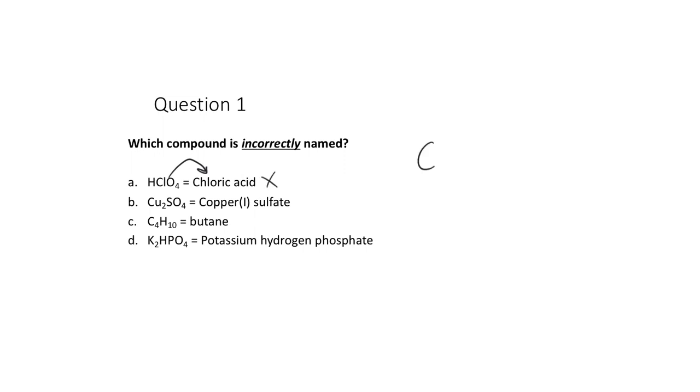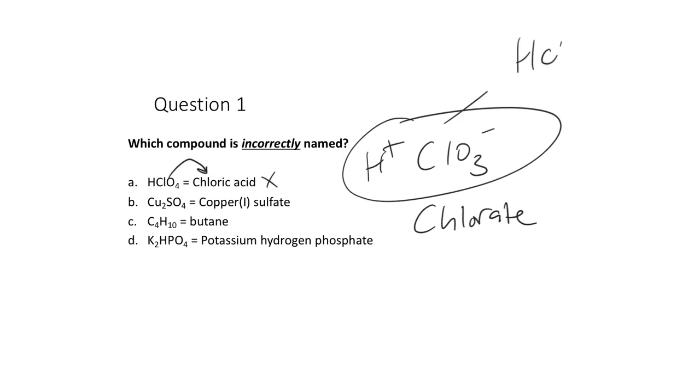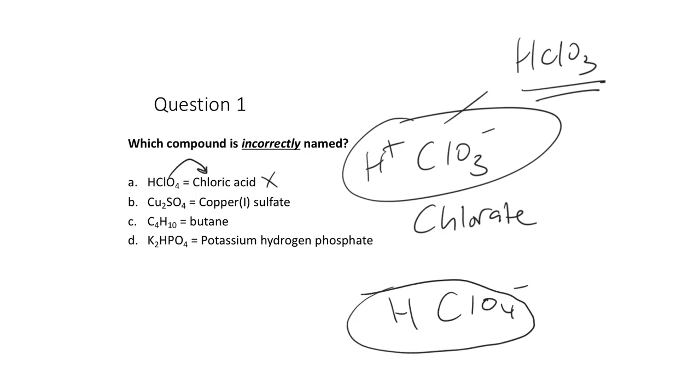Chloric acid is based off of chlorate, so this is chlorate. So chloric acid would be H plus, adding in for a neutral compound, HClO3. That would be chloric acid. HClO4 is perchloric acid because perchlorate is ClO4 minus. So this HClO4 should be perchloric acid. So A is incorrectly named.